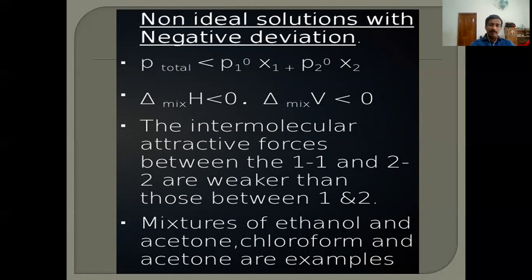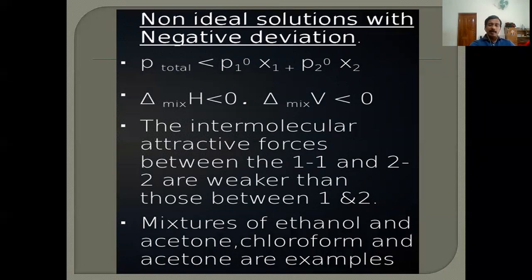And what is next? Non-ideal solutions with negative deviation. Now everything is clear to you. Total vapor pressure will be less than P10 X1 plus P20 X2, or P1 will be less than P10 X1, P2 will be less than P20 X2, delta H mixing will be less than 0, means negative, delta V mixing will be less than 0, means negative. The attractive force between 1 and 1 and between 2 and 2 is less than that between 1 and 2. That means the attractive interactions between 1 and 2 are greater than those between 1 and 1 and between 2 and 2.